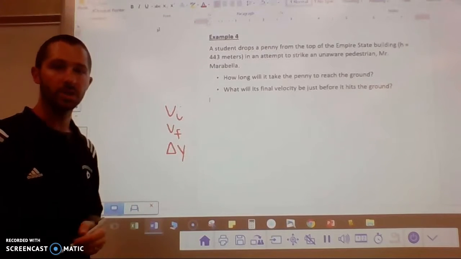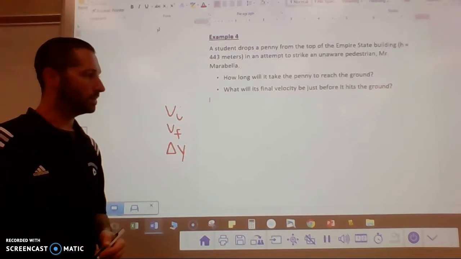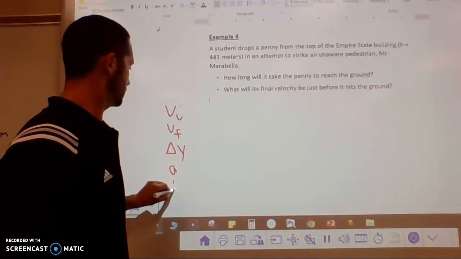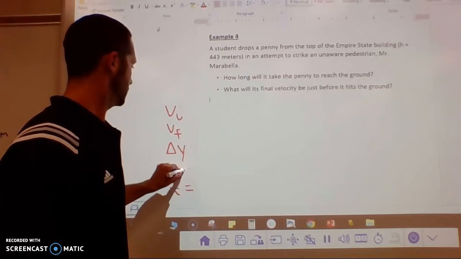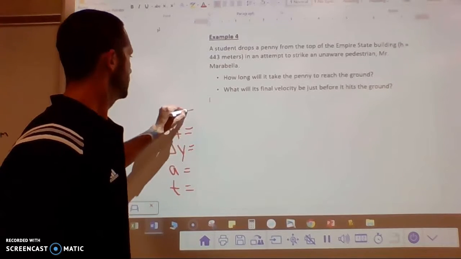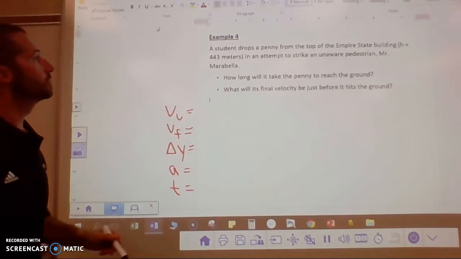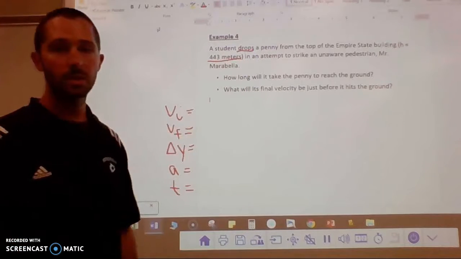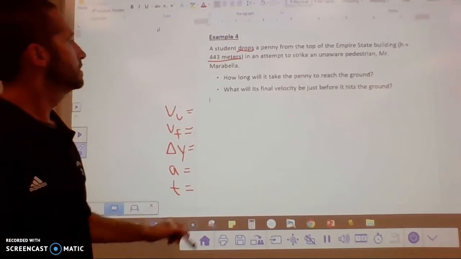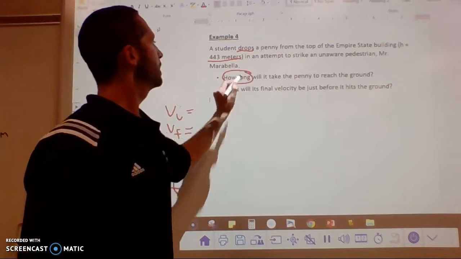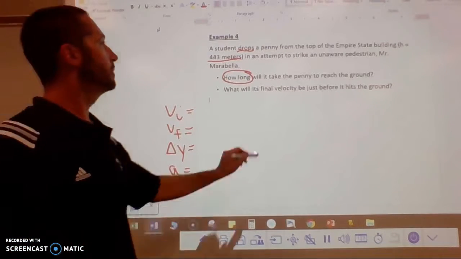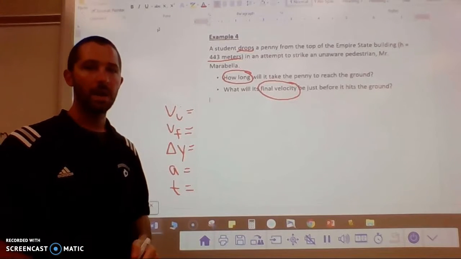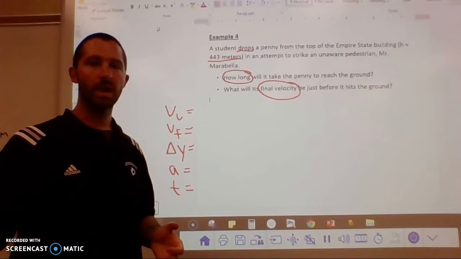Now in this case, we're going to actually change it to delta y, and that's because the position changes in the y direction. Okay, looking through the problem, key piece of information, 443 meters, drops. We want to know how long it'll take the penny to reach the ground, and we want to know the final velocity.